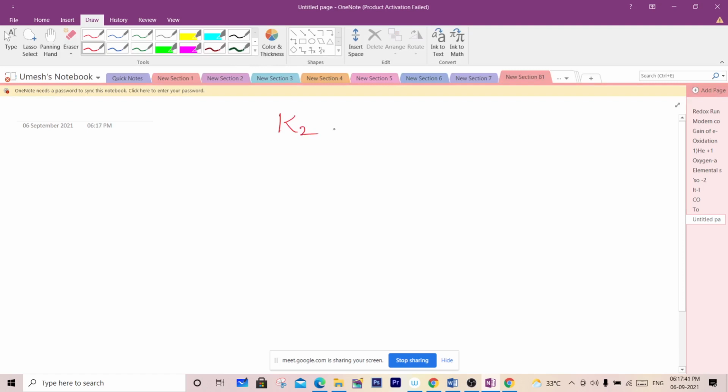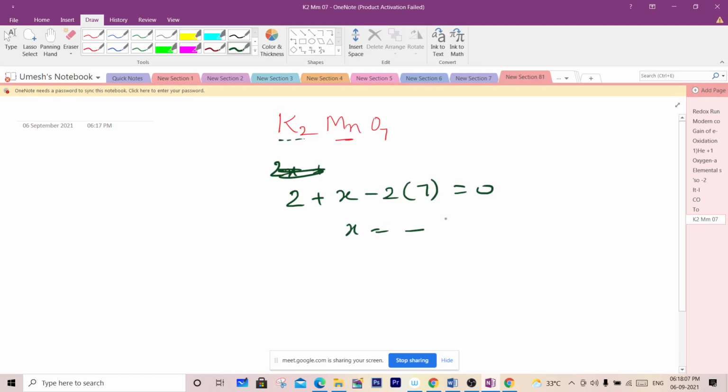Now you calculate the oxidation number of manganese in this compound. It has an alkali metal, meaning a group number 1 element. When I say group number 1 element, alkali metal is +1. So it is 1 plus 1, 2. For the manganese, I am taking x. Oxygen is -2 into 4 is equal to 0, or x is equal to +6. Getting me? You got it how I calculated it?